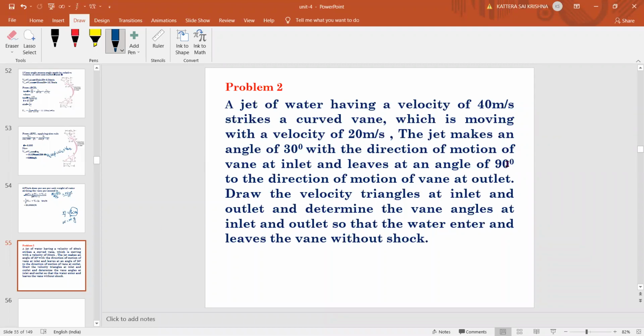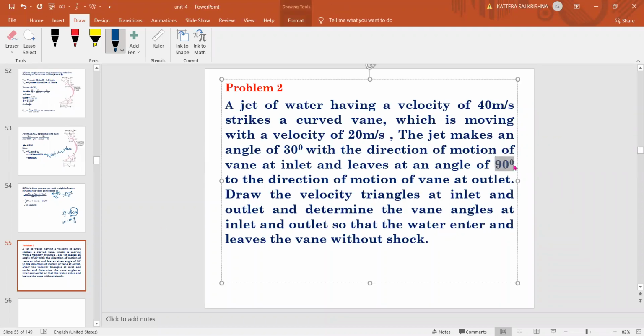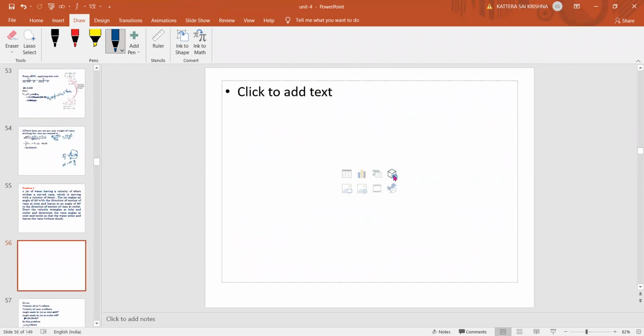Almost the same problem, but the only difference is beta equals 180 minus 90, which gives 90 degrees. So what happens? At the outlet, V2 will come as a vertical line. You don't get V2 as an inclined line. Okay, so that is the difference. Right, so I'm going to the next slide. So first write down the given data.